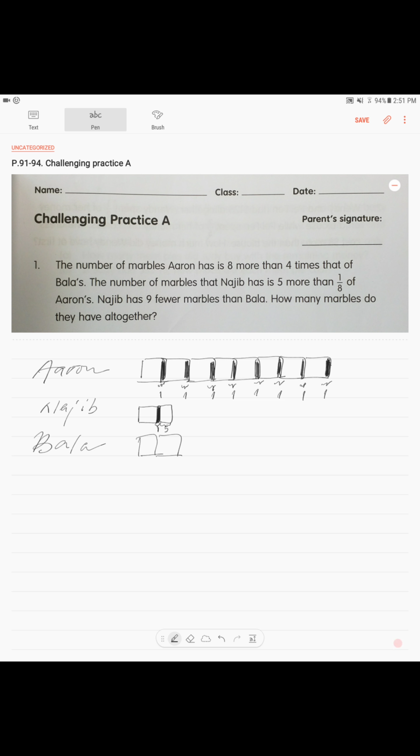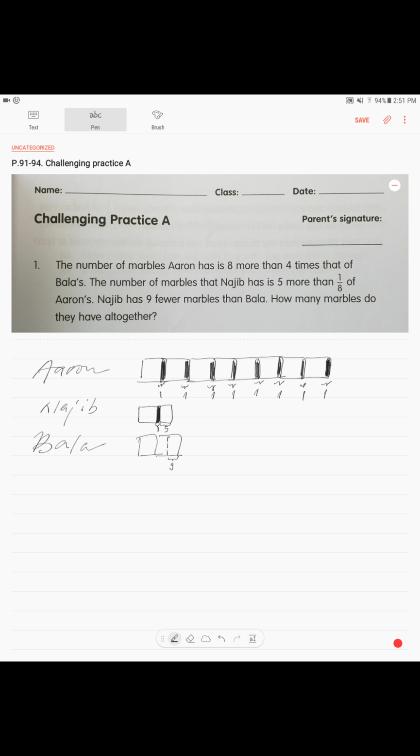Okay. And they tell us lastly that Najib has 9 fewer marbles than Bala. 9 fewer, what does that mean? If we extrapolate it like this, this is 9. This difference is 9. Alright, you can erase this thing. That's it. This is how our model should look. This is a dashed line, so make it pretty. Yeah. So that's it.